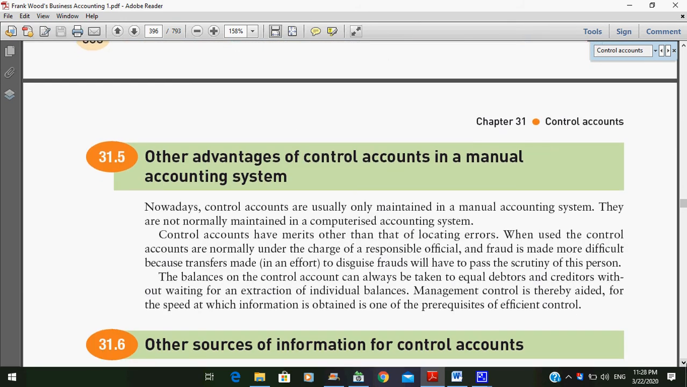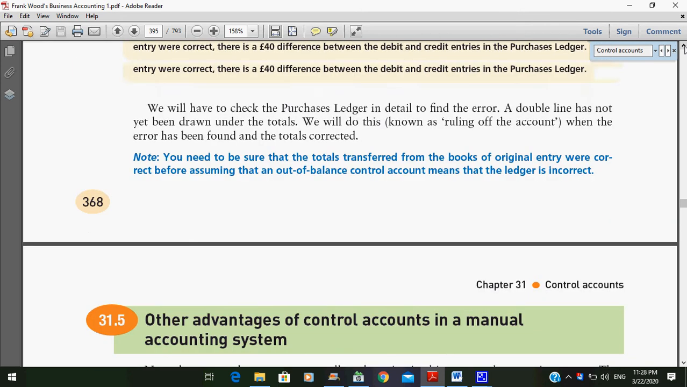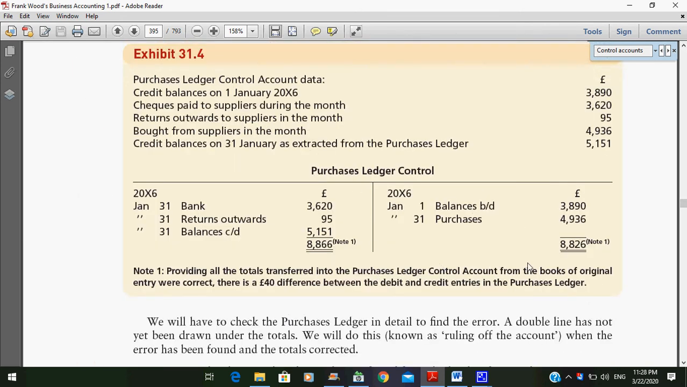Other disadvantages of control accounts in a manual accounting system. Nowadays, control accounts are usually only maintained in a manual accounting system. They are not normally maintained in a computerized accounting system. Now, I would ask you to pause the video and write this off, please. Thank you very much.